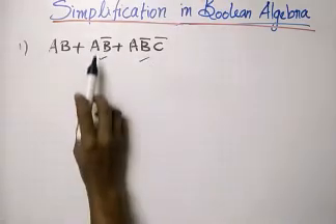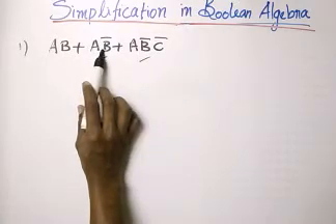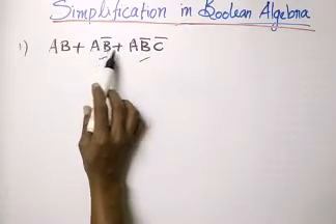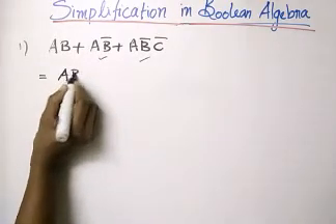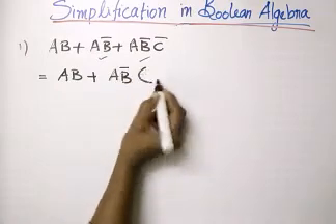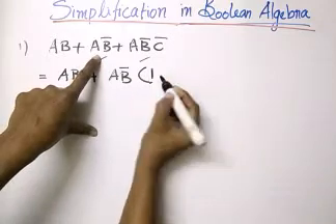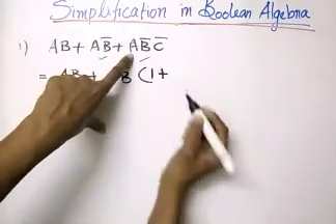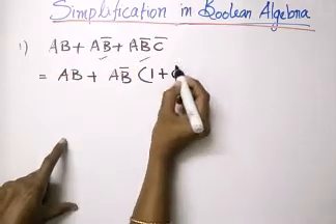Now consider these two terms. You can see that AB' is common in these two terms, so we can take AB' out from these two terms. Then the expression will be AB or AB'. From here, taking AB' out, it will be 1. Then from the other term, taking AB' out, the remaining portion is C'.